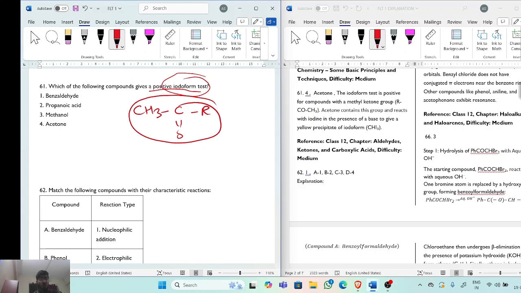Benzaldehyde, we know, does not have this structure present. This is the structure of benzaldehyde, so no, this group is not present. In propanoic acid, also not present. In methanol there is an OH group, so not possible in methanol as well. But in acetone, the structure of acetone is CH3 CO CH3. So the CH3-C=O-R group is present in acetone, so the correct answer is option number 4. So 61 is done. Now question number 62.